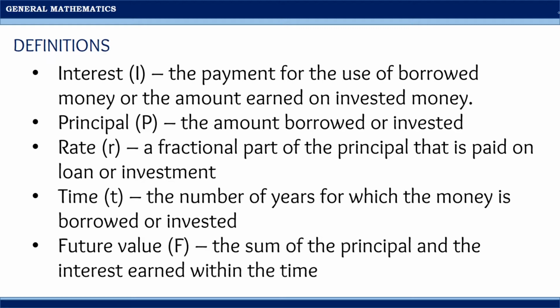And F, for the future value, is the sum of the principal and the interest earned within the time. In this video, we will be discussing how to solve for the interest, principal, rate, time, and future value.